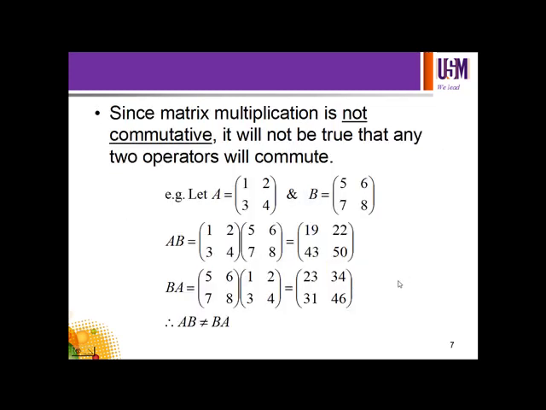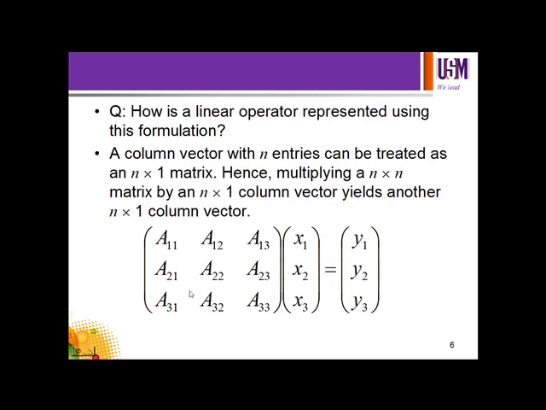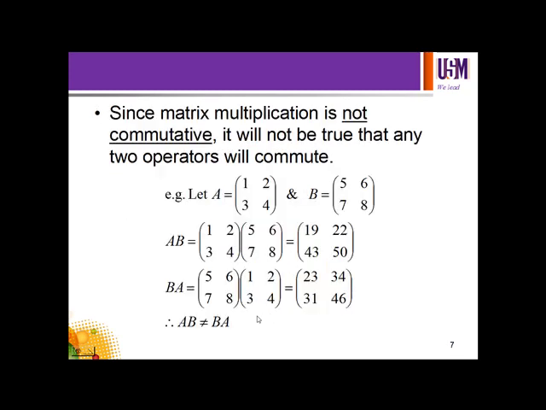Since matrix multiplication is not commutative, it will not be true that any two operators will commute. So for example, here n by n and n by 1 is not necessarily commutative. What do you mean commutative? That means if we let A be the matrix 1, 2, 3, 4, and B be 5, 6, 7, 8, AB is not equal to BA. We can prove this. For example, if AB equals this, then we have this matrix expression or operation.